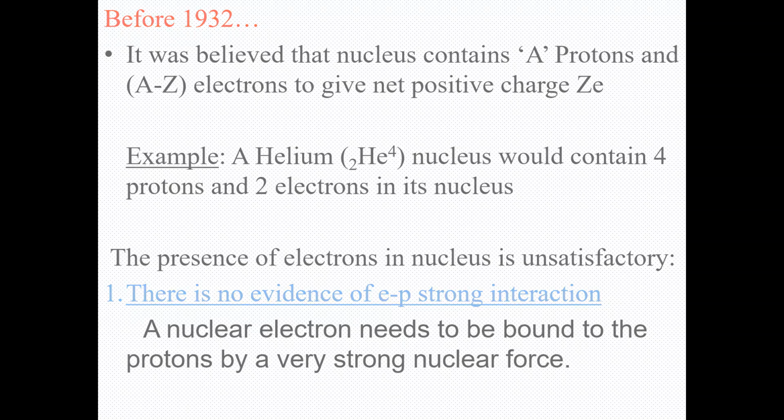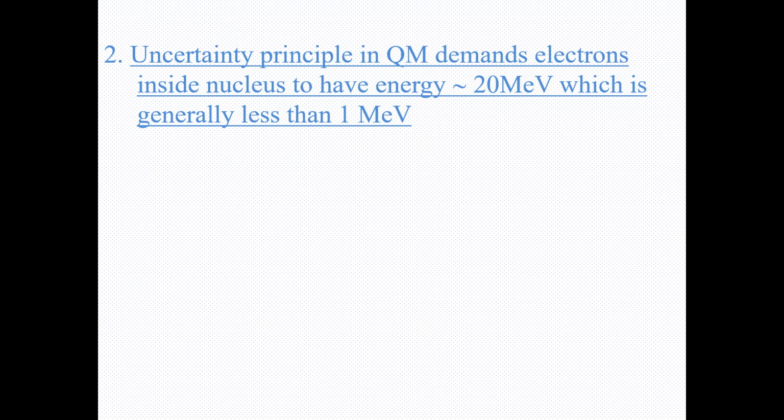The second reason is that the uncertainty principle in quantum mechanics demands electrons inside the nucleus to have an energy of approximately 20 mega electron volts, which is generally much more than the observed energy of less than 1 mega electron volt. This is according to the quantum mechanics uncertainty principle. If you want an electron to reside inside the nucleus, it should have an energy approximately equal to 20 MeV. But in reality, the energy of the electron is approximately equal to or less than 1 MeV.